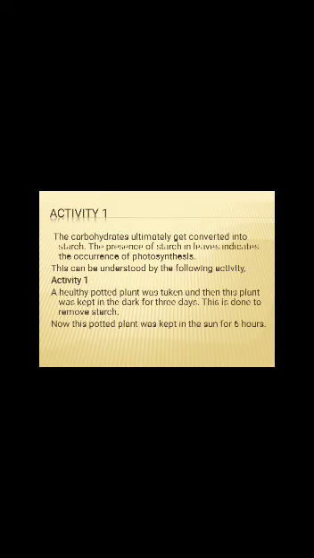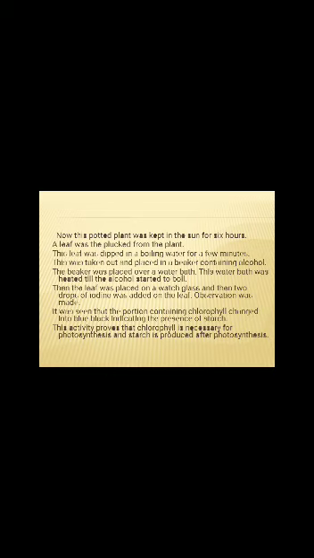Now the potted plant was kept in the sun for 6 hours. A leaf was plucked from the plant. The leaf was dipped in boiling water for a few minutes. This was taken out and placed in a beaker containing alcohol. The beaker was placed over a water bath. This water bath was heated till the alcohol started to boil.